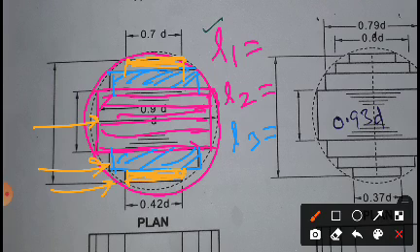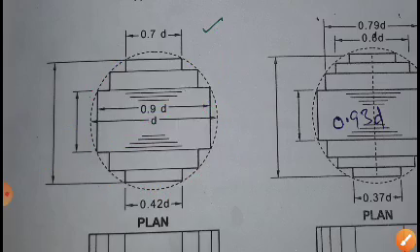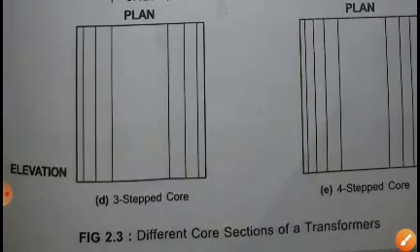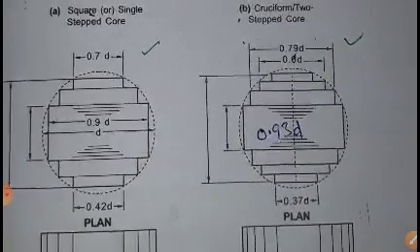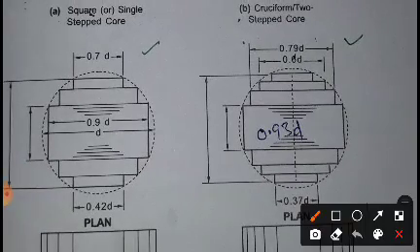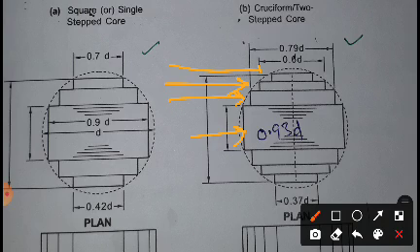And draw the elevation similar to that one. So you are going to get this elevation. Similarly, you are going to get the 4-stepped core. The 4 steps are similar to that one. So here the first step, second step, third step, fourth step. So these are the dimensions we saw last class.